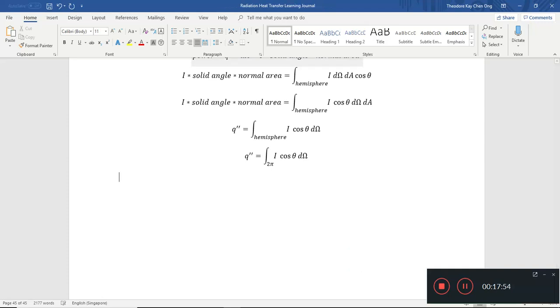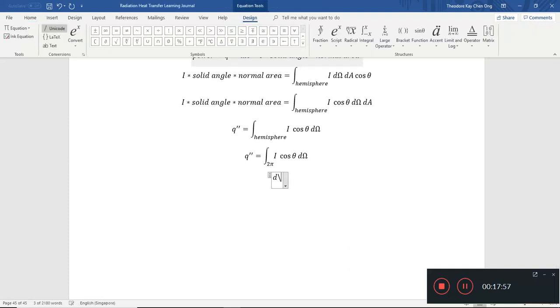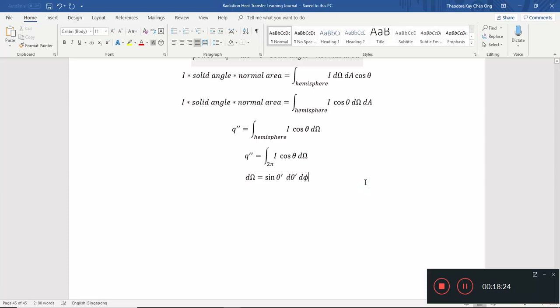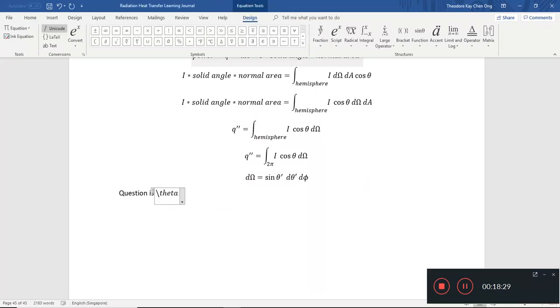Okay, and remember, what does d omega equal? Yeah, d omega equals sine theta d theta d phi. Remember, that's what we were doing when we did solid angles. Now, of course, the question is: is this theta and this theta the same theta? So for the time being, I'll just put theta prime over there. Of course, the question is whether theta prime equals theta.